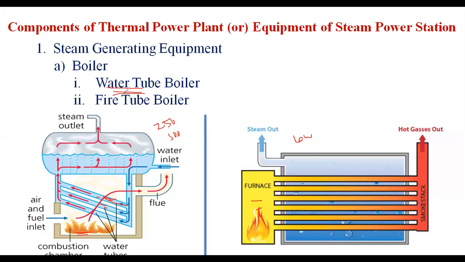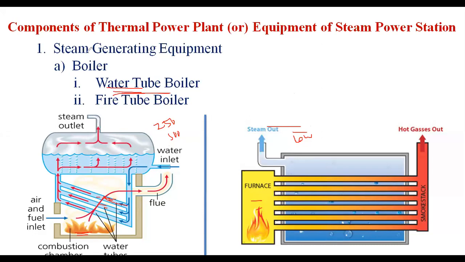And one more thing, in the water tube boiler, the space requirement is less, and the construction is also easier. The transportation is easy due to the lesser weight. But in the fire tube boiler, the space requirement is more. The weight is also high. The construction is difficult, and the transportation is also difficult in the fire tube boiler.